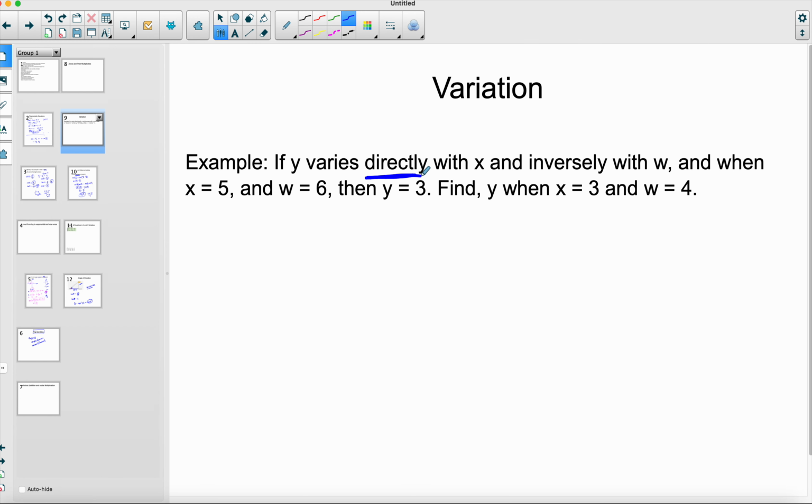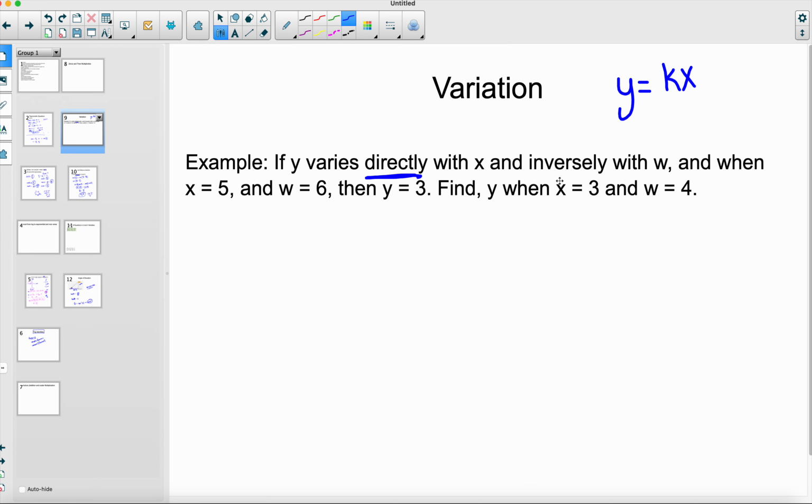Direct variation. So if y varies directly with x, we say y is equal to kx. That means as x increases, y increases. As x decreases, y decreases. k is a constant of variation. There's always a constant of variation there. When we talk about y varying directly with x, we're just saying y is equal to something times x.